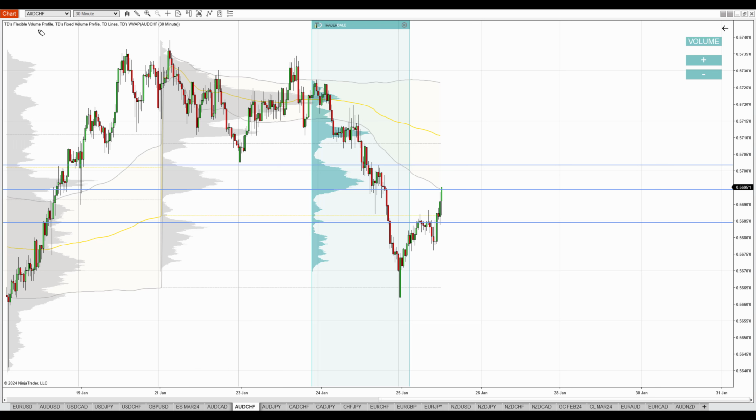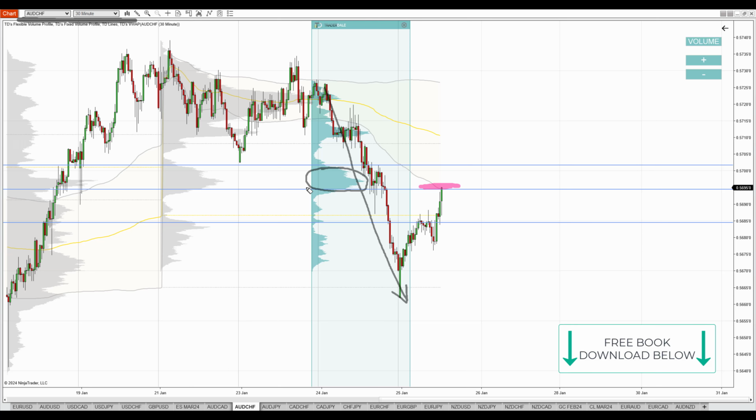Right now you're looking at Australian dollar, Swiss franc, 30-minute time frame, and I wanted to show you a trade which I've just entered, a short from here, and the short is based on a trend setup, a volume profile trend setup. This is a strong trend, and right here this is a significant volume cluster created within the trend.